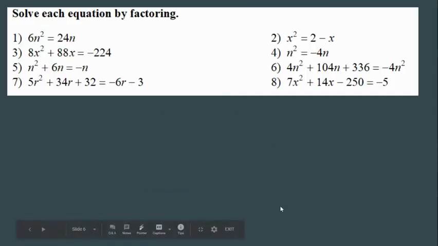So here you'll see that each one of these, 1 through 8, are going to be your practice set. They are not in standard form, so the first thing you have to be able to do is bring all the terms to one side of the equation. A little hint is try to keep your a value positive. So in the case right here for number 4, I would bring that negative 4n over to the left-hand side, make it equal to 0.